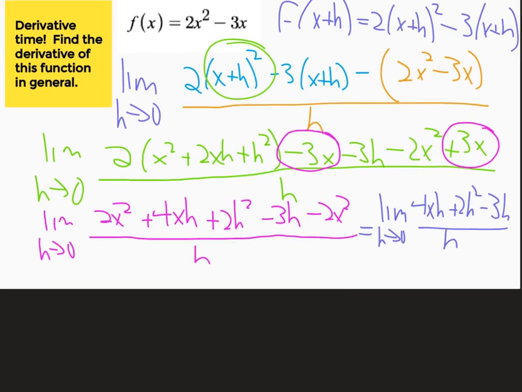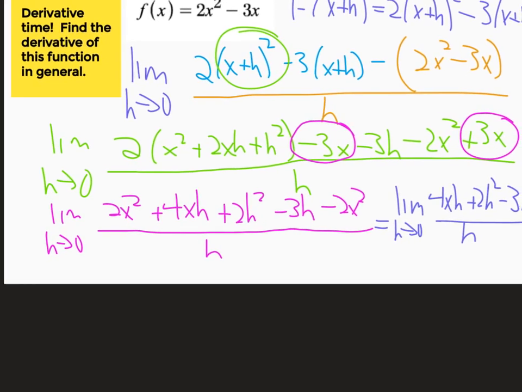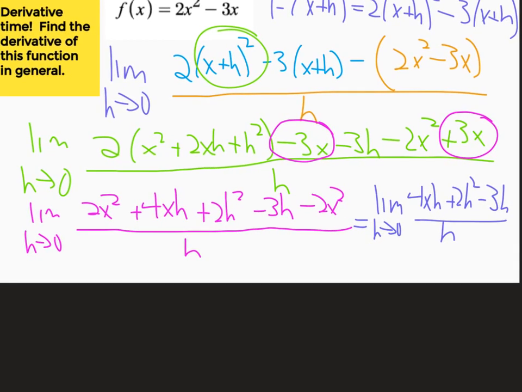If we take h's out of all those things, then we're going to have the limit as h goes to 0 of 4x plus 2h minus 3, which as h goes to 0, what's 2h when h goes to 0? That's 0, so 4x minus 3. And that's your derivative. That's the first time you took a derivative by hand using the definition of the derivative.